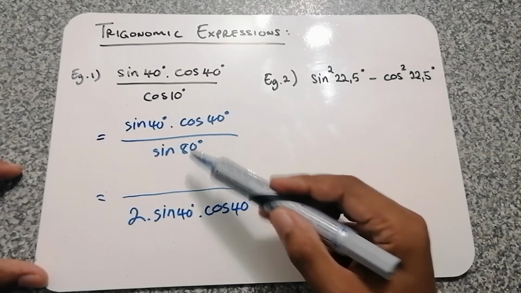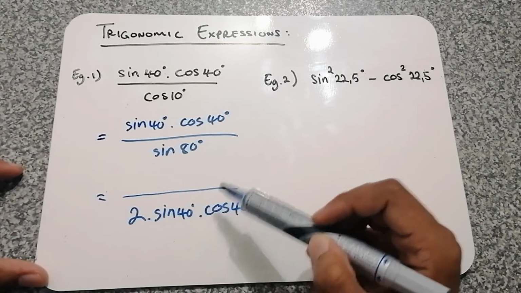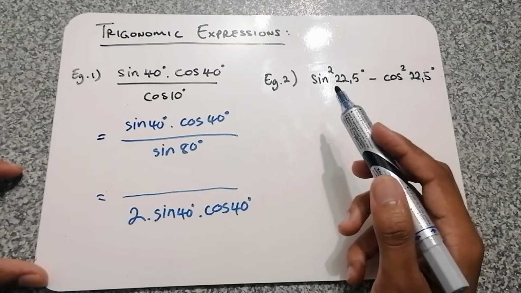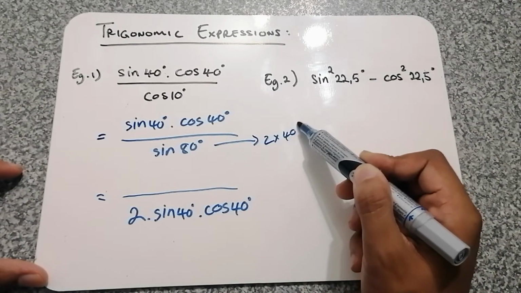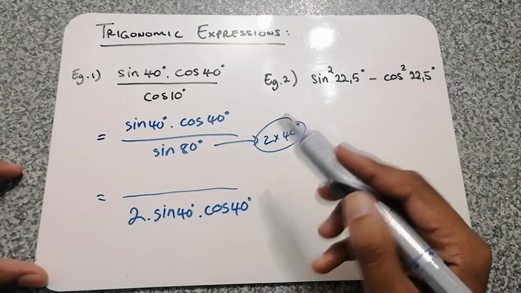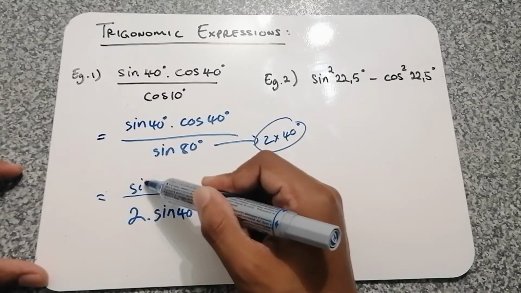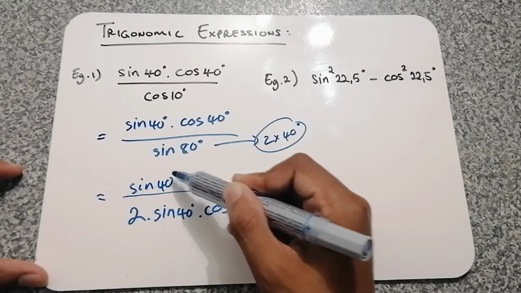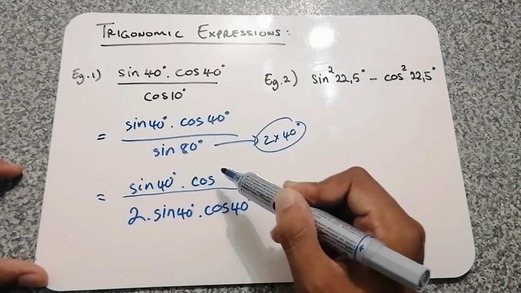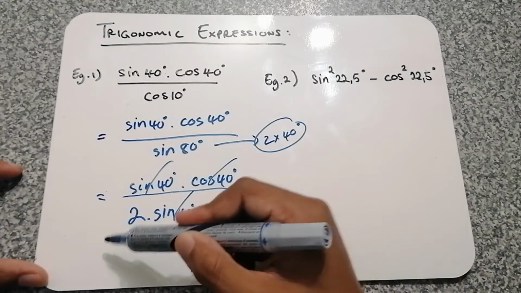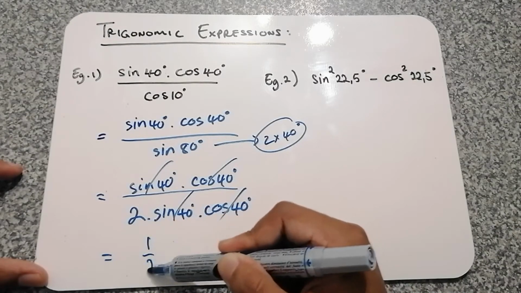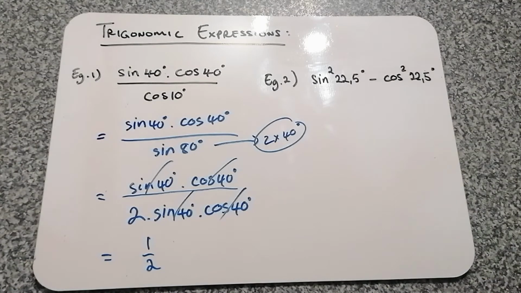So if this confuses you, it just means that you don't know your sine double angle identities. 80 is simply 2 times 40. It's a double angle. Okay, so I'm still going to write my numerator there, which is sine 40 degrees and cos 40 degrees. These will then cancel, and your answer is literally just half.